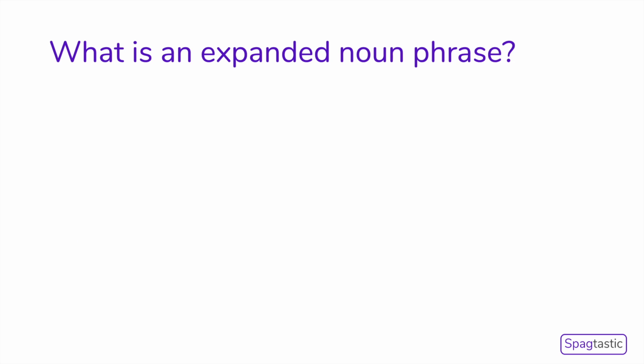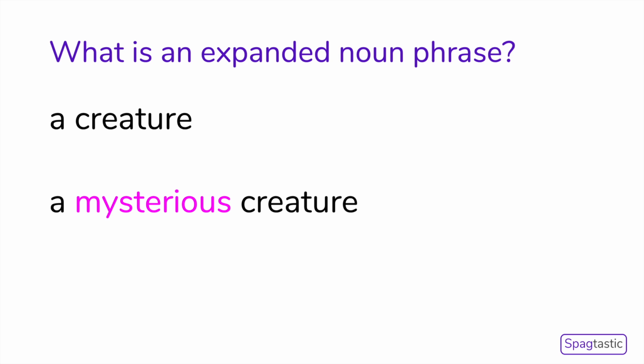An expanded noun phrase tells us more about the noun and makes our writing more interesting. A creature is a noun phrase, but if we add the adjective mysterious, we now have a mysterious creature, which is an expanded noun phrase. Adding adjectives, which are words to describe nouns, is one of the easiest ways of creating expanded noun phrases.